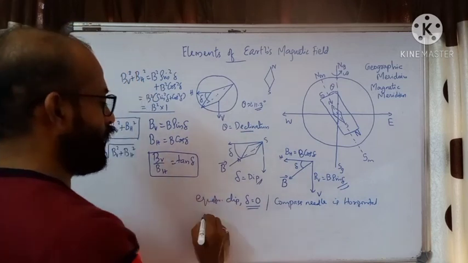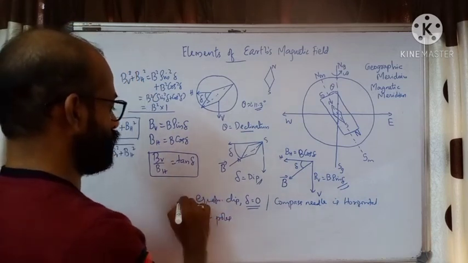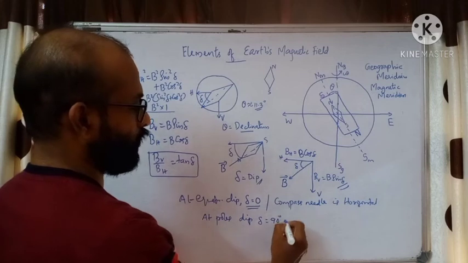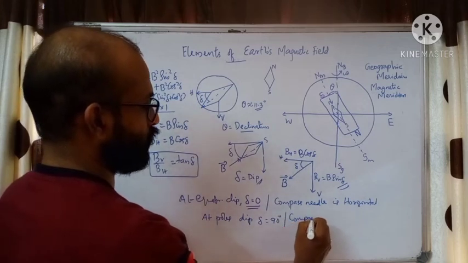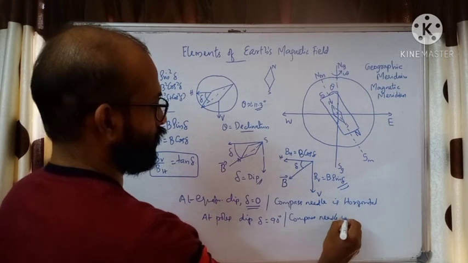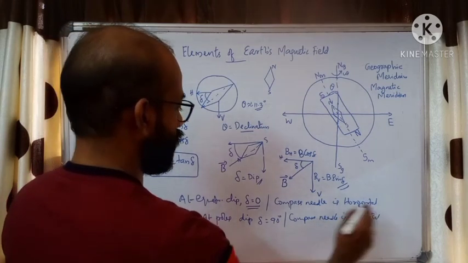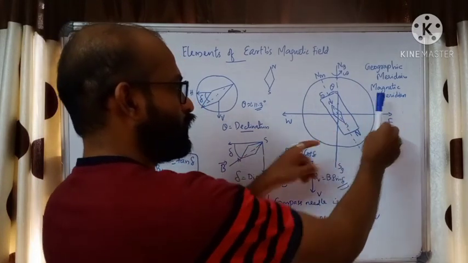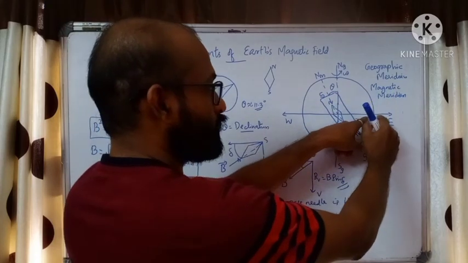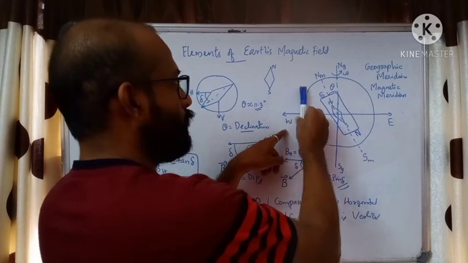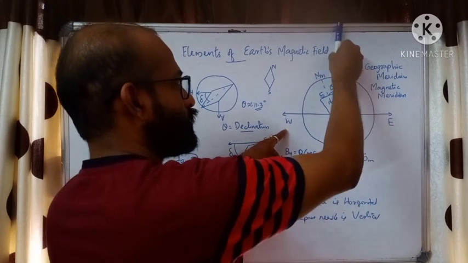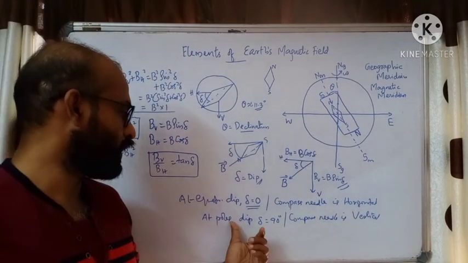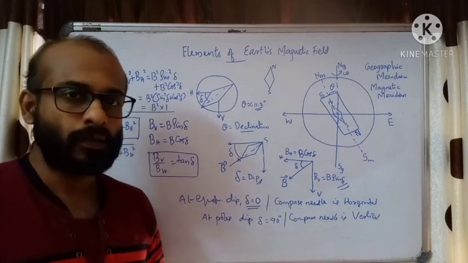At polar regions, at the poles, the dip value, delta, will be 90 degrees. What will be the position of the compass needle? If you go to the polar region, the compass needle is vertical. It will align vertically. That's why delta is 90 degrees. When you go to the equator region, the compass needle is like this. With respect to these places, it is horizontal. Here also horizontal. But when you move here, it is vertical. Here and here it will be vertical. That's why the delta value is 90 degrees for the polar region and delta is 0 at the equator region.